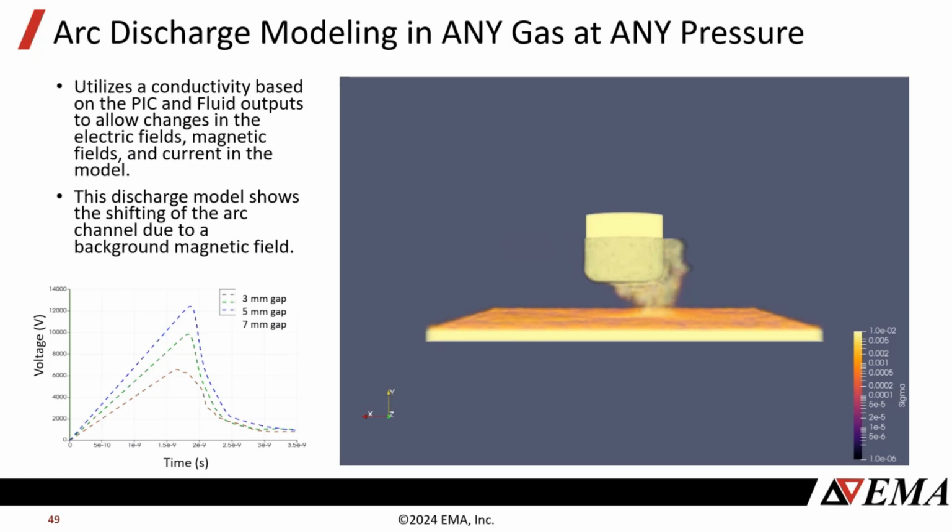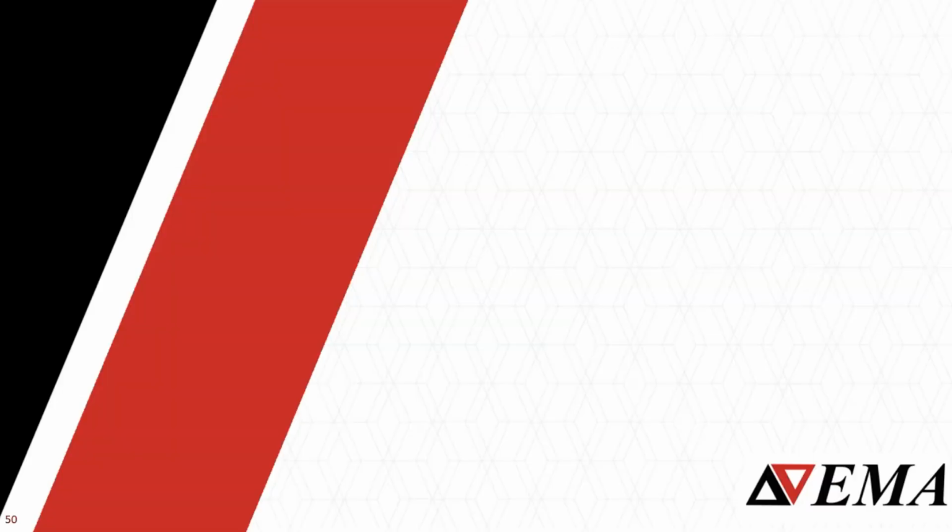We can get the proper breakdown voltages that change based on the gap, on the pressure, things like that. And we can do this for any gases because as long as you have the electron cross-section data, we can solve for that problem. So this is it for my discussion.